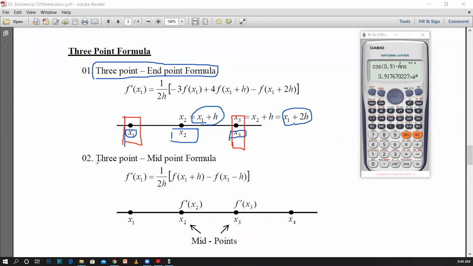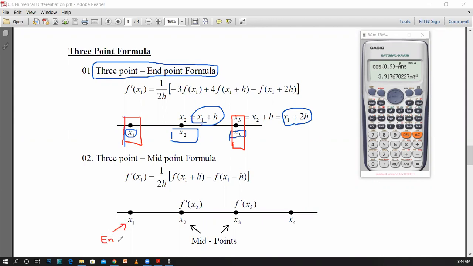The next method is the 3-point midpoint formula. We can use this formula to identify the derivative of the function once these points are midpoints. If they are not endpoints, then we can use the midpoint formula. The midpoint formula is f dash x1 equal to f(x1 plus h) minus f(x1 minus h). This is the formula we are using, and here I have denoted which are the midpoints, and which are said to be the endpoints.